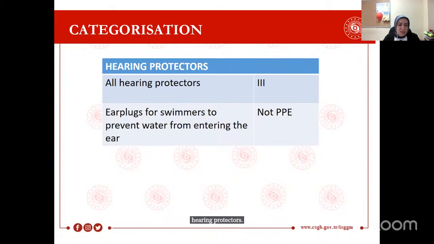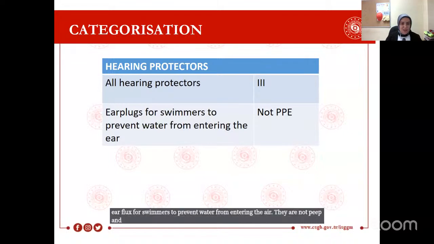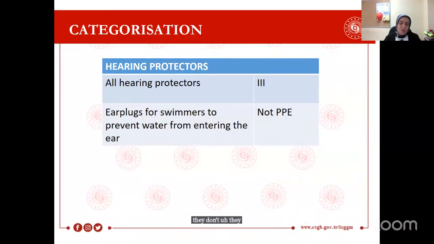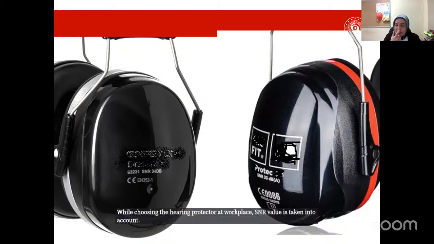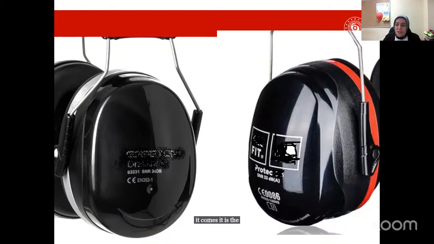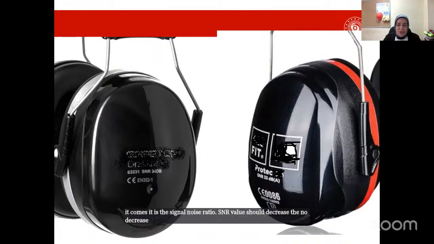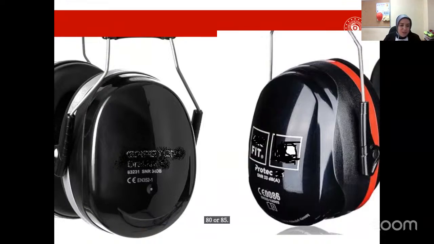Earplugs for swimmers to prevent water from entering the ear are not PPE, and they are not in the scope of our inspections. While choosing a hearing protector at the workplace, the SNR value is taken into account. It is the signal noise ratio. The SNR value should decrease the noise to between 80 or 85 decibels dB.